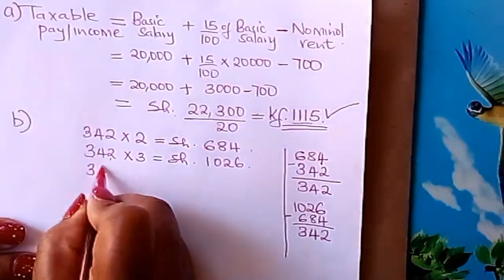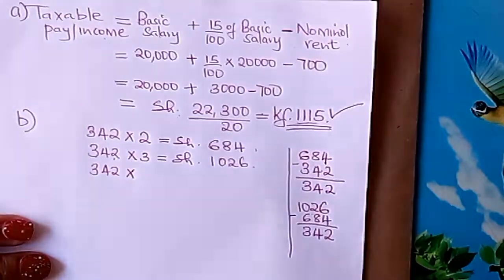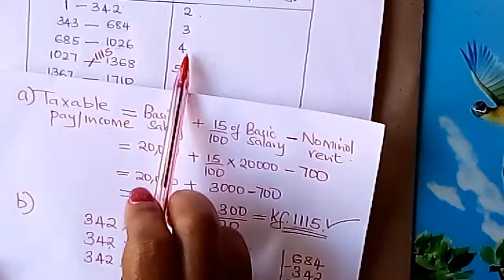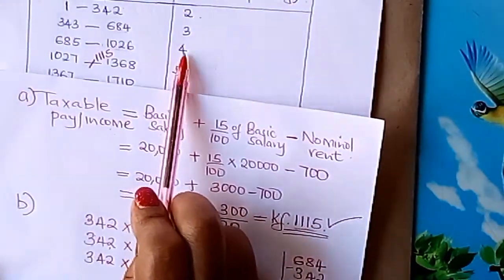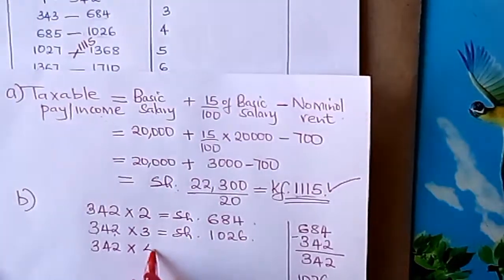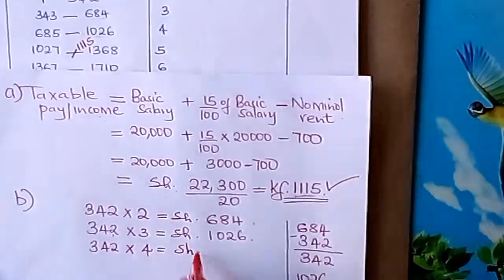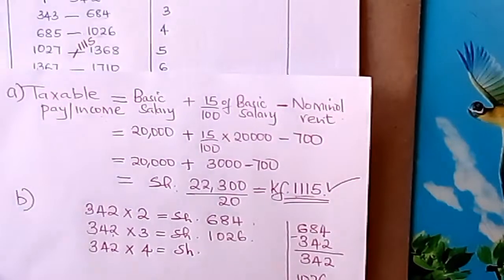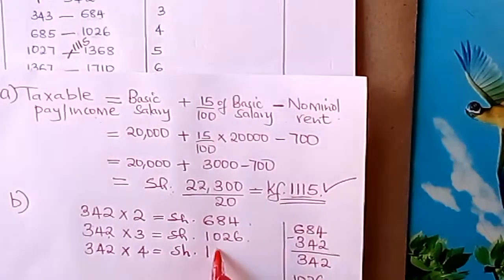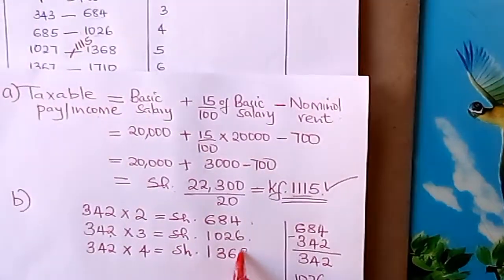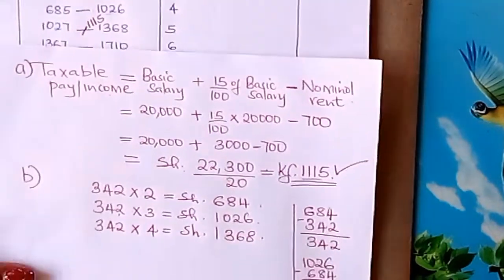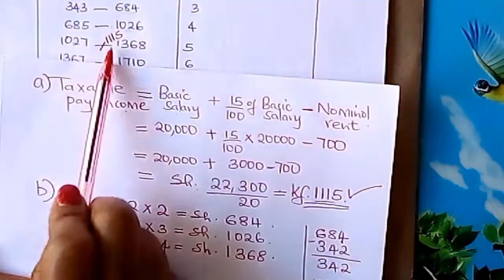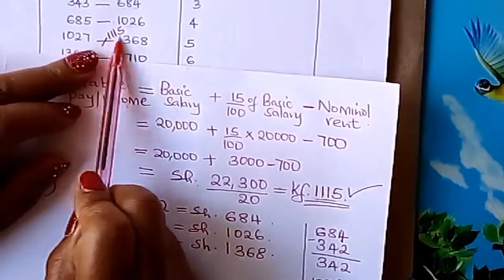So you write 342 times what? In the third band, the rate is 4 shillings per pound. So you multiply by 4, Lana. This gives you 1,368. Finally, Lana, we go to our final band here.